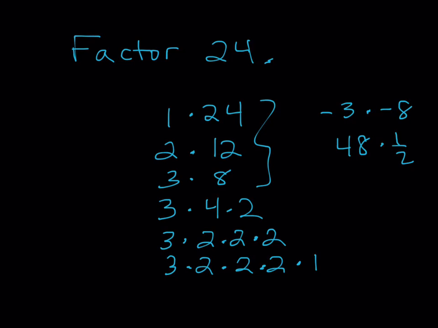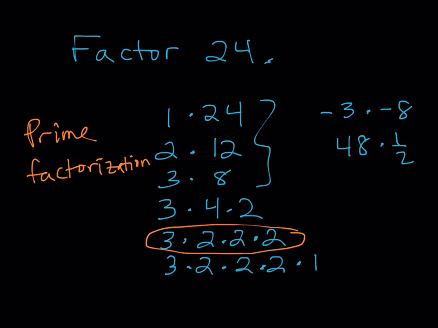Now a lot of times what we're interested in is what's called the prime factorization, or the factorization that uses only prime numbers in the product. So if we look through all of these different factorizations, here's the one that's prime. And remember, 1 is not a prime number since it doesn't have 2 factors. It only has itself, the number 1. So primes all have exactly 2 factors. So that one would not be a prime factorization since it has this non-prime number in there.